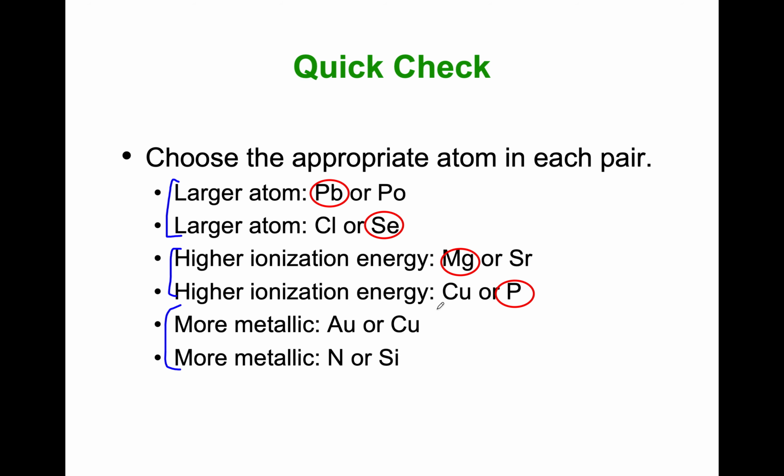Copper's a metal, it wants to lose an electron. Phosphorus is a non-metal. Both of these are metals. It's kind of a strange question, right? Well, which one is more of a metal, gold or copper? Well, the metallic character increases down, so that would be gold. And then both of these, this feels like an even stranger question, are non-metals, but silicon is more metallic. It's down and to the left.